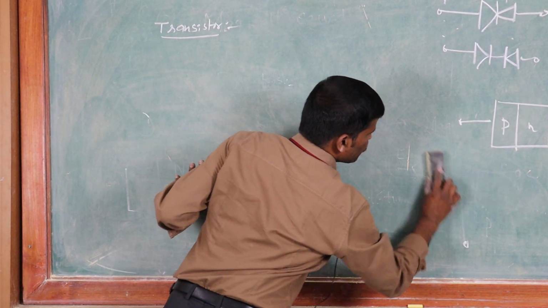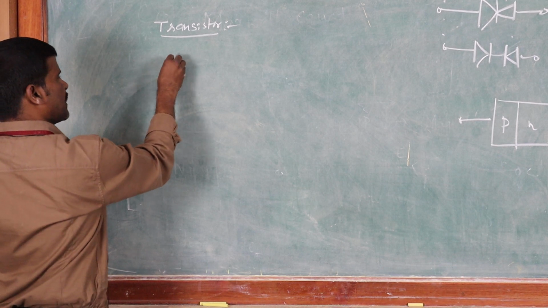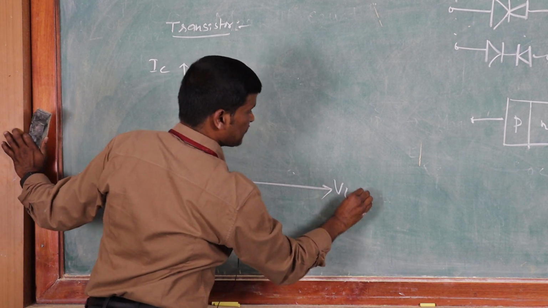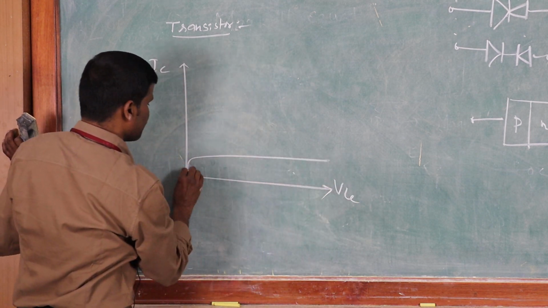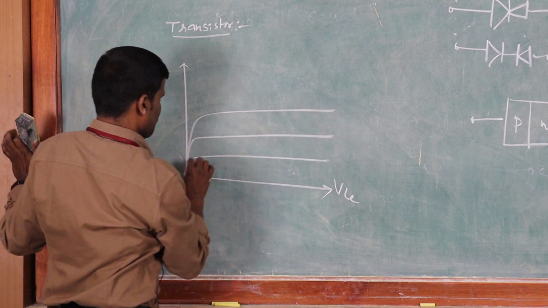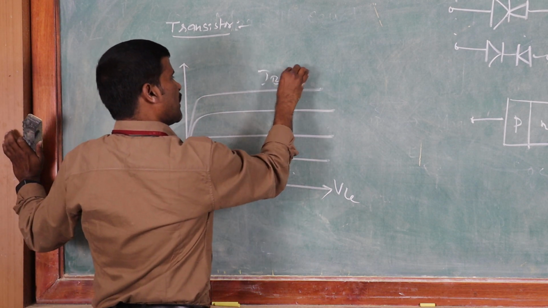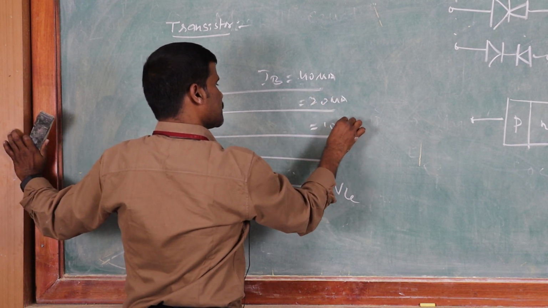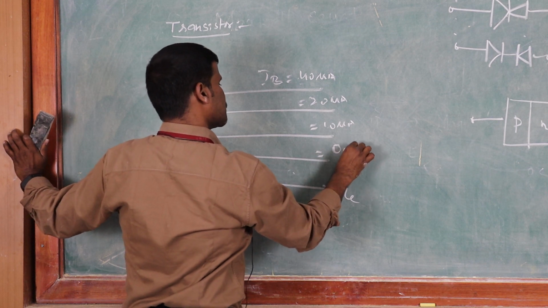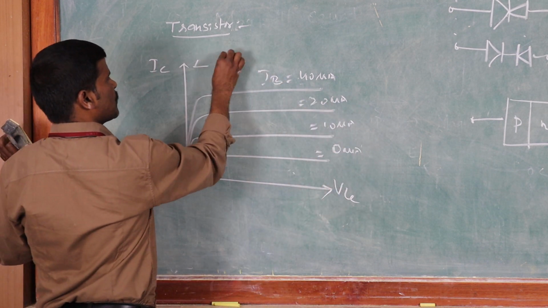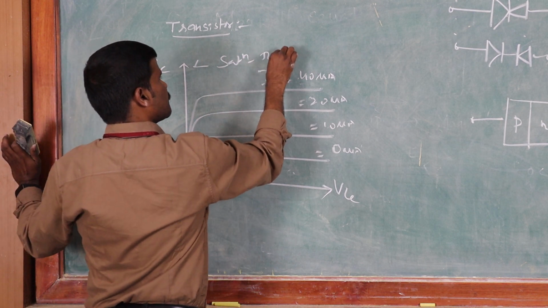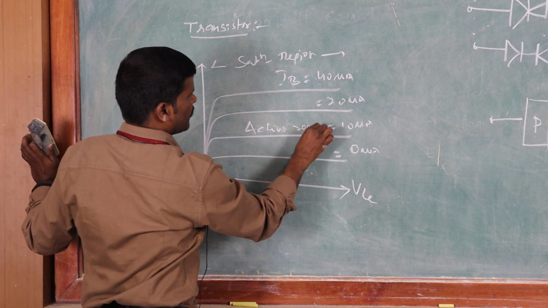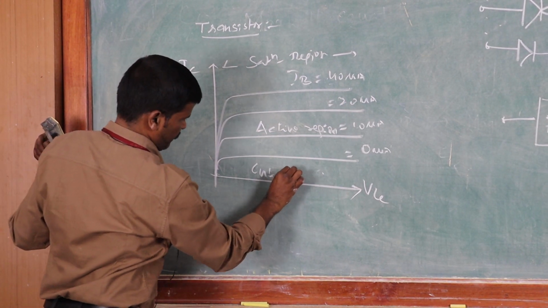saturation region. For example, if you take the output characteristics of any transistor configuration, here I am taking the output characteristics of a CE transistor. So IC versus VCE, keeping IB constant. So this is IB equal to 40 microamperes, 20 microamperes, 10 microamperes, and 0 microamperes. The operating regions are, here it is saturation region, and it is active region, and this is the cutoff region.